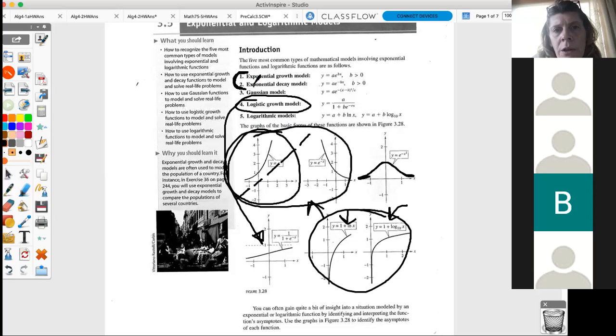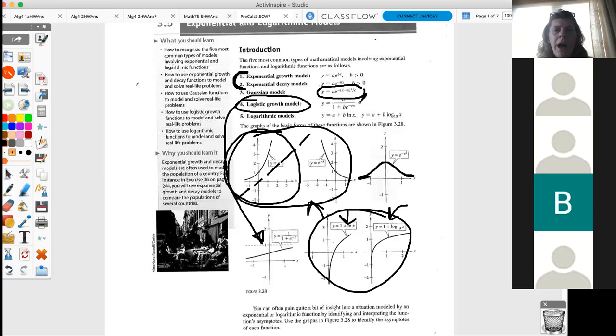Those are exponential graphs and logarithmic graphs. The Gaussian and the logistic are the two specialty ones, okay? Now, if you look at the Gaussian model, it's complicated because you have e to the power of something, but then it's got a power in the power. So it's like a power to a power. And then the logistic one has this fraction, so it's like a rational with exponents. Okay, so that's the difference between those.